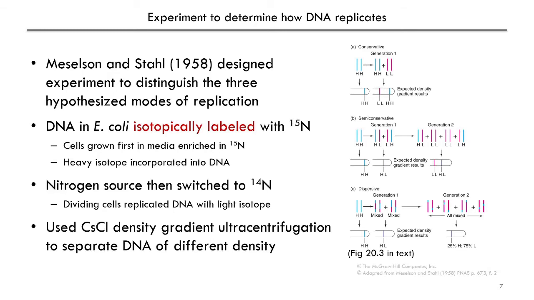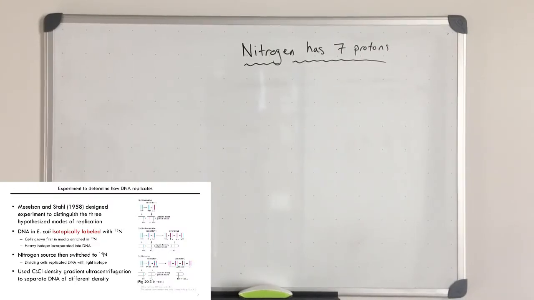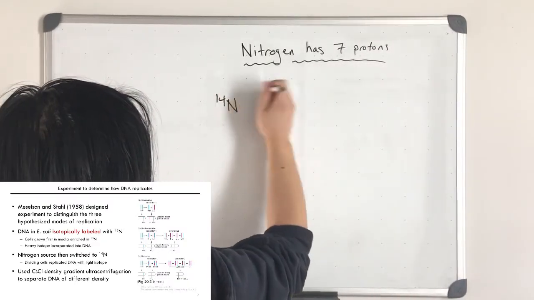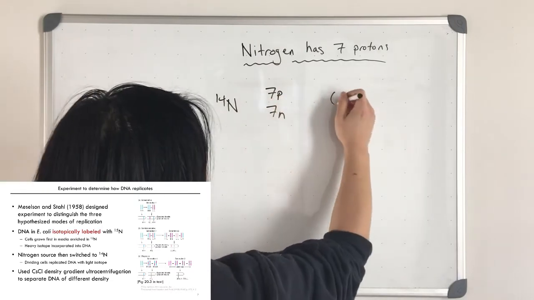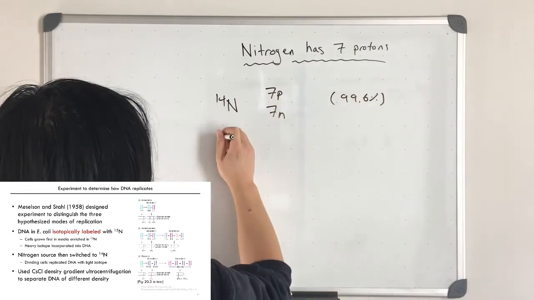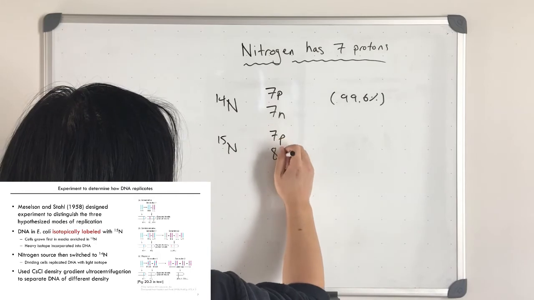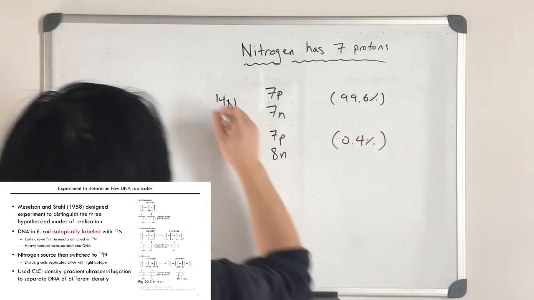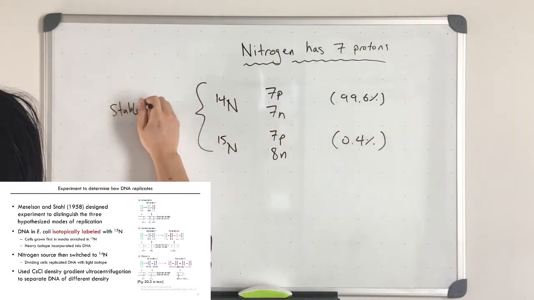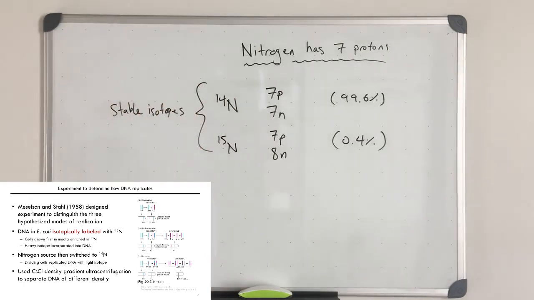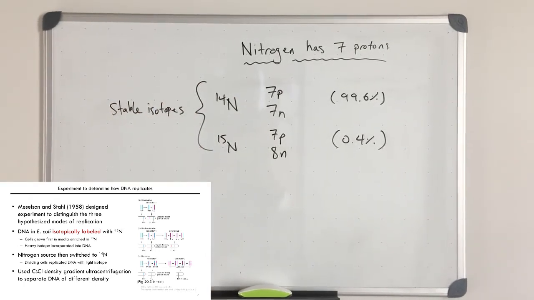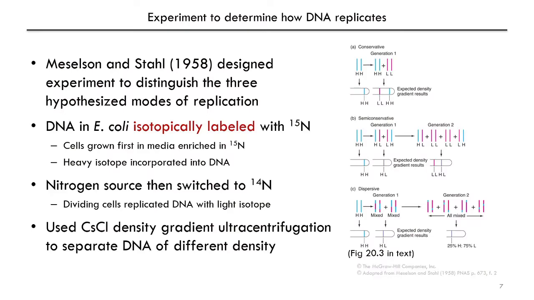In these experiments, they labeled DNA with nitrogen-15. Nitrogen has two stable isotopes, nitrogen-14, which makes up 99.6% of the element, and nitrogen-15, which naturally makes up only 0.4% of the element. It is non-radioactive, but nitrogen-15 is more massive than naturally abundant nitrogen-14. Based on density, DNA labeled with enriched nitrogen-15 can be distinguished from DNA which is naturally abundant in nitrogen-14.